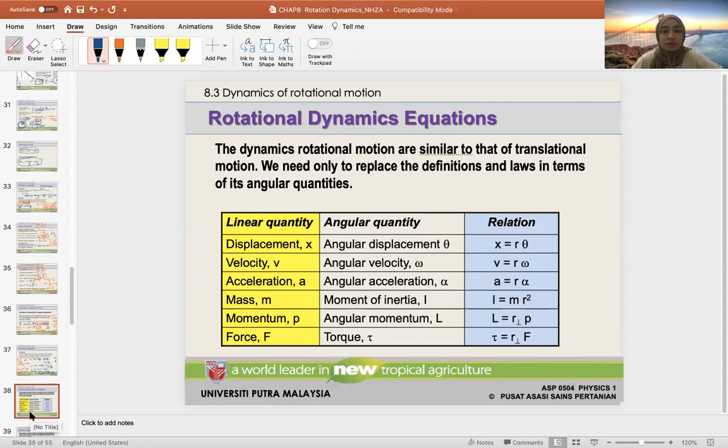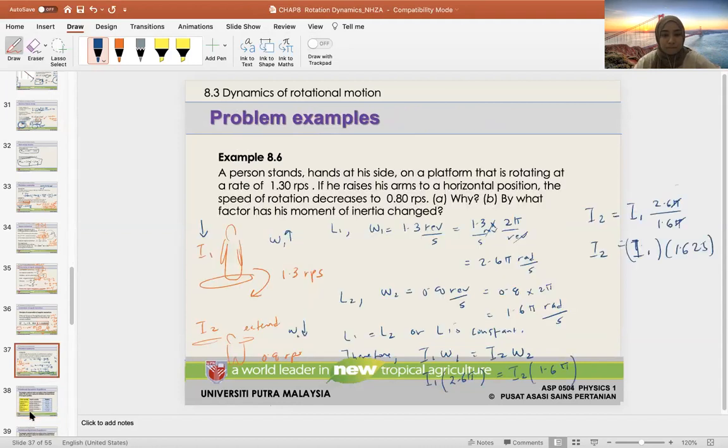So the dynamics rotational motion. Yep. Sorry, Doctor, can you show the slide just for like 3 seconds? This one? Thank you, Doctor. Okay. So this is your final answer. Thank you, Doctor. All right. Any questions about this one?